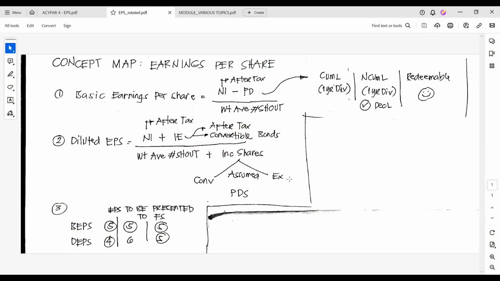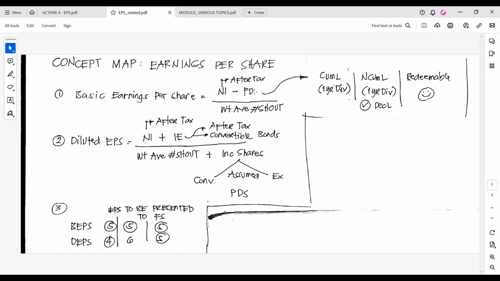Okay, so let's take earnings per share. When we say earnings per share, dalawa yan. One is the basic earnings per share and the diluted earnings per share. Okay? So the basic earnings per share, the formula would be net income minus preferred dividends. The net income will always be an after-tax item. Okay? Minus the preferred dividends.